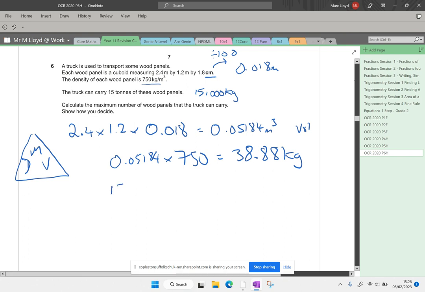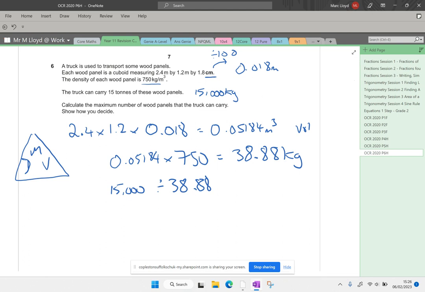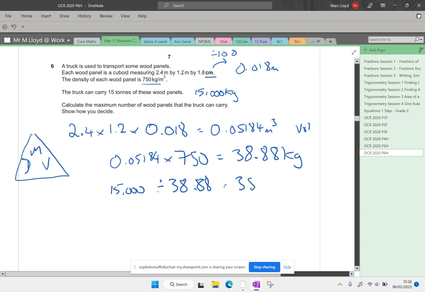Okay, how many of these can we fit inside the truck? So we get 15,000, and we're going to divide that by 38.88. Was that the exact answer? Let me just check. Yeah, it was the exact answer. No rounding there. So 15,000 divided by 38.88. And we get 385.8024691.